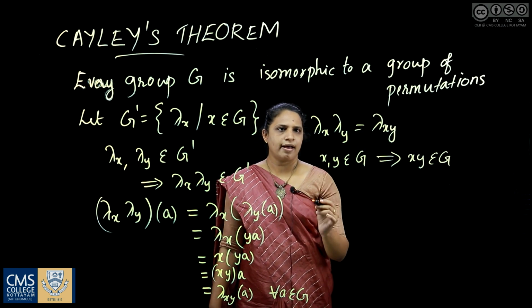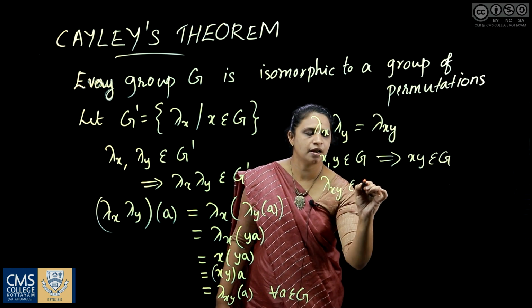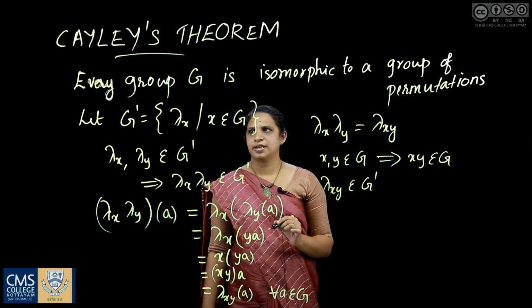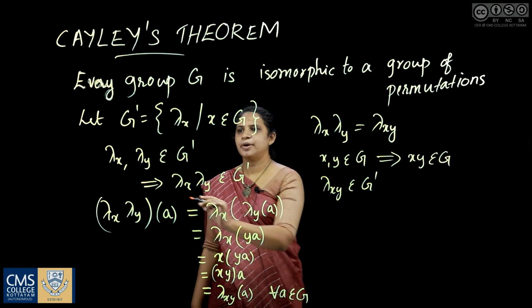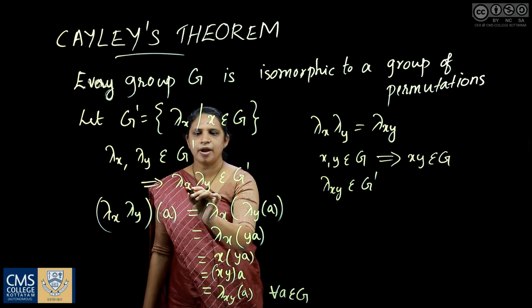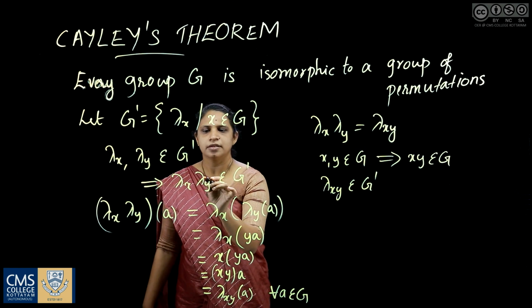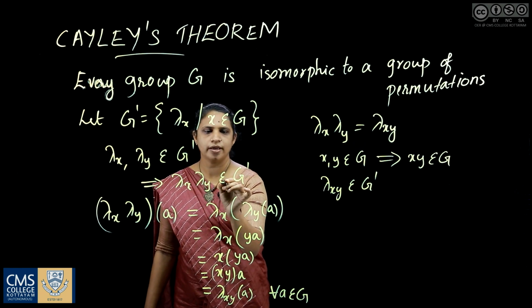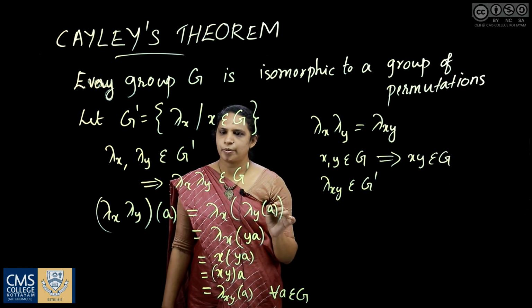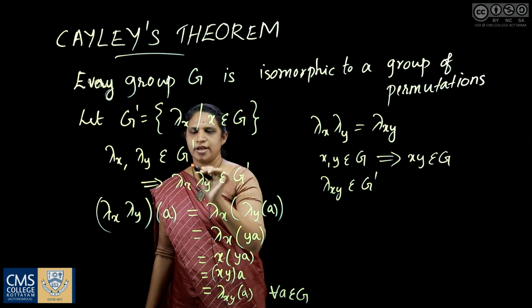So, we have λxy is an element of G dash. This implies that if λx and λy are elements of G dash, then λx into λy, which is the same as λxy, is an element of G dash. That means the closure property is satisfied in the set G dash.